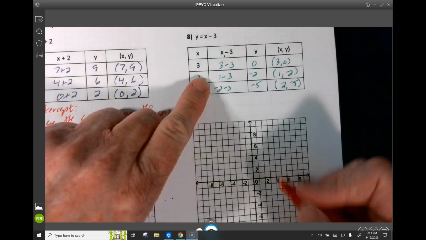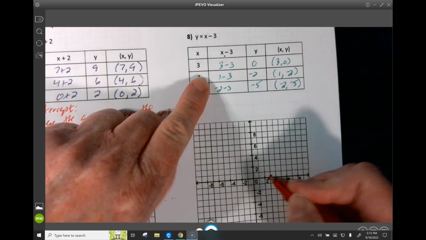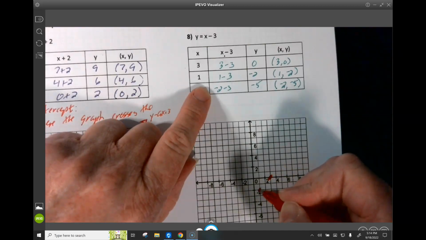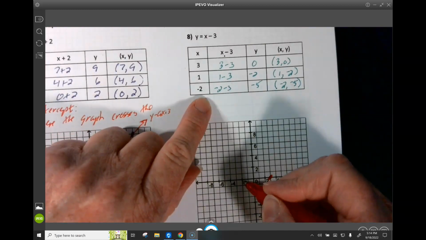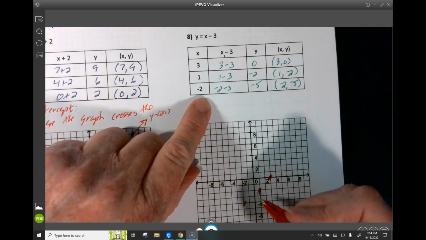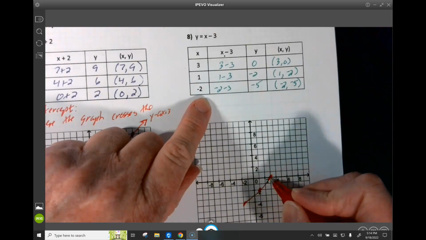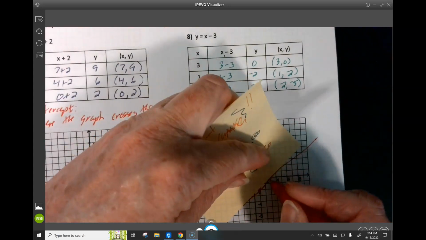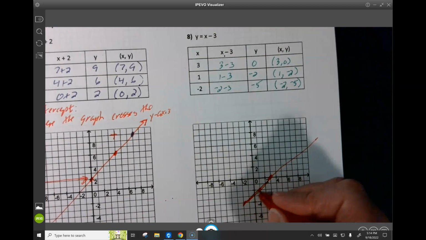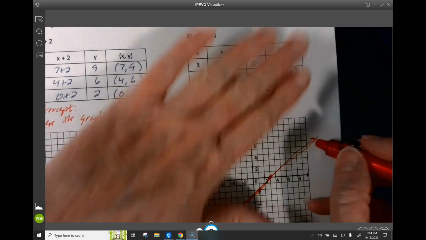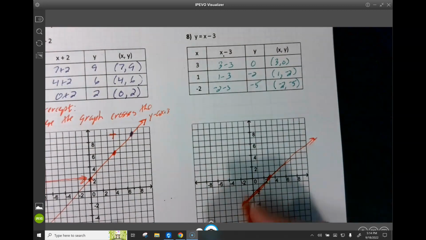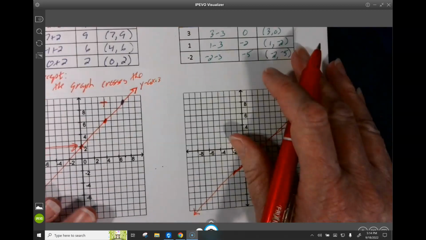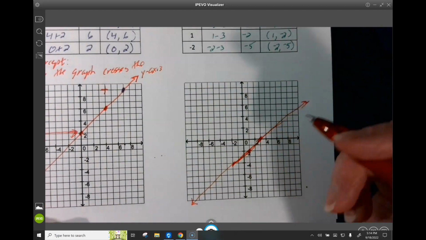So I have the point 3, 0, 1, -2, -2, -5. And then we draw a line connecting all of those. It'd be nice if we had a straight line right here. A line connecting all of those goes to the edge of our graph. Yeah, a straight edge would have been good. A good straight edge could be the ruler in your planner. You can use a ruler that maybe you have in your binder, or you can use your ID card.